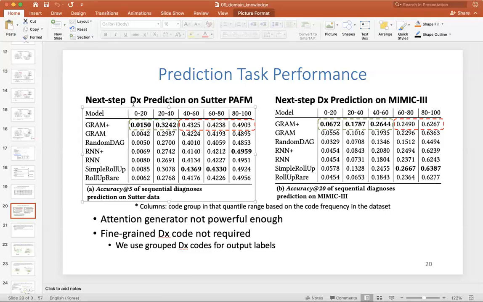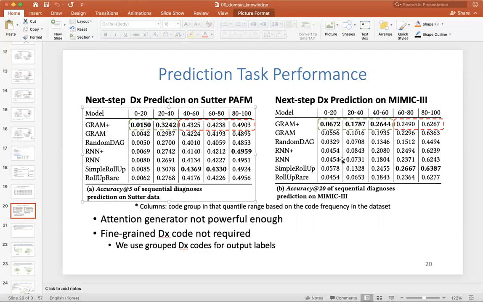You can see that for the rare codes, GRAM Plus outperforms all the other models, but when it comes to more frequent ones, not so much, unfortunately. RNN Plus, the random simple rollup, seems to do pretty well in both cases, in both Sutter PAMP and MIMIC-3. Unfortunately, the reason that happens is, first of all, the attention function is probably not powerful enough.